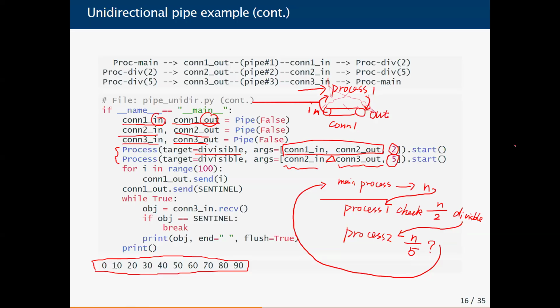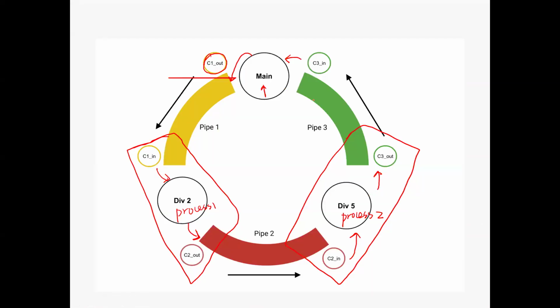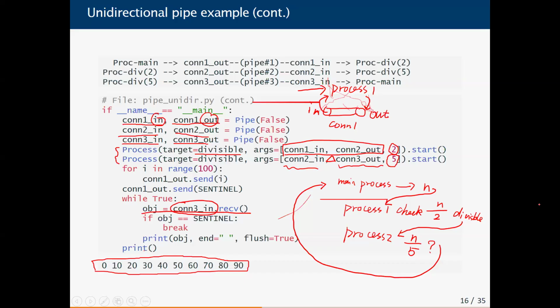And then in the end, in the main function, we are getting the data from the result. We get data from connection 3 input, which is also what we defined here: the last end of pipe 3, connection 3 input. So this connection 3 input sends data to the main process, and then the main process prints out what it has received. That's it.